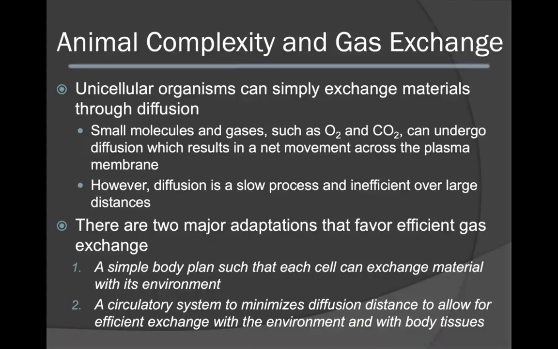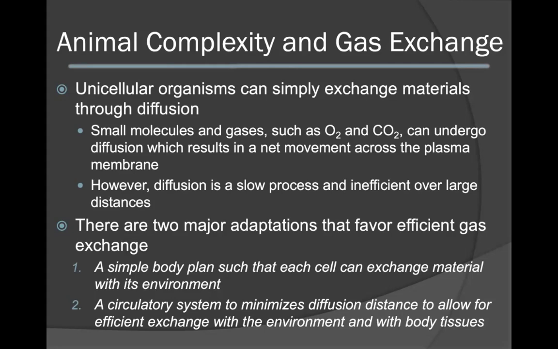As we've seen with the digestive system, unicellular organisms can simply exchange materials between themselves and the environment through diffusion. This means that small molecules and gases, such as carbon dioxide and oxygen, can simply undergo diffusion. This will result in a net movement across those cell plasma membranes. However, diffusion is a very slow process and is also very inefficient over large distances. As a result, there are two major adaptations that help to favor efficient gas exchange in smaller organisms.